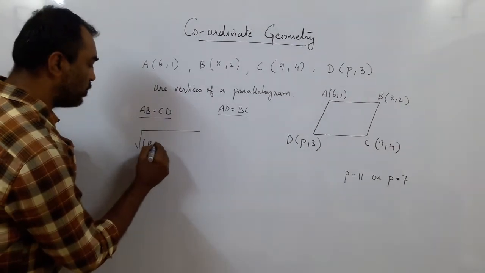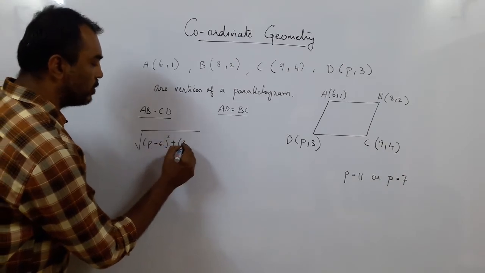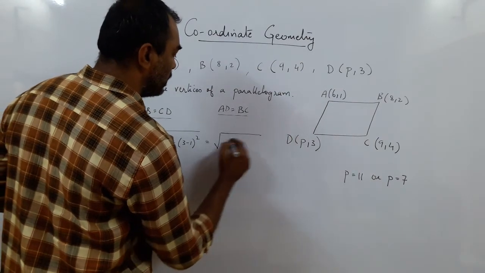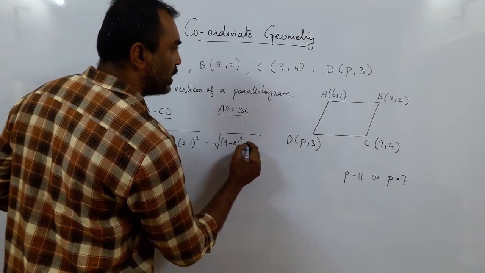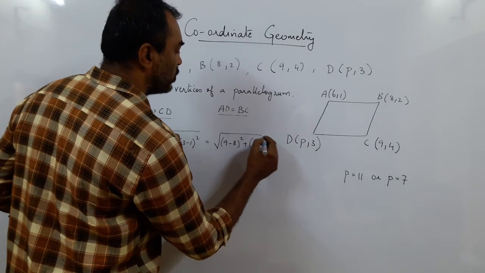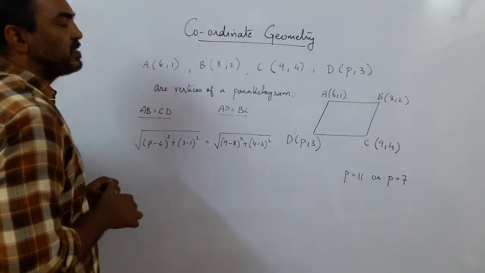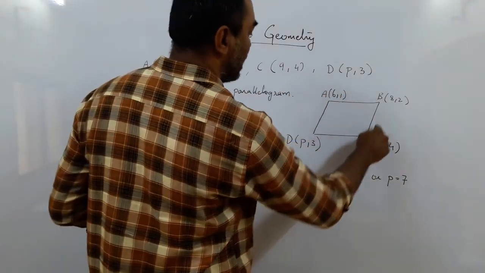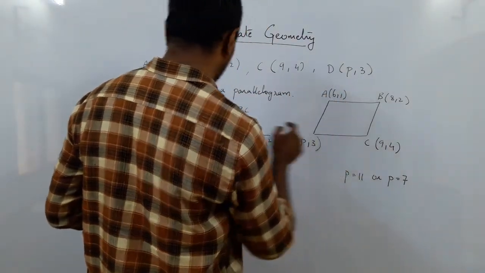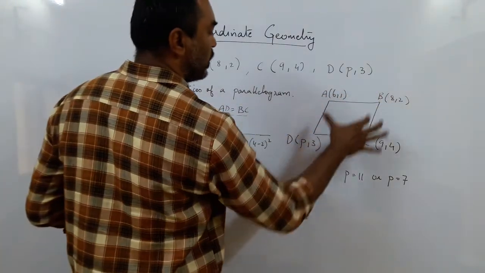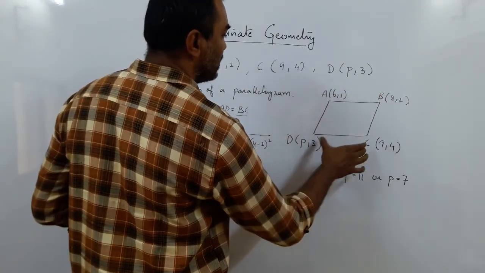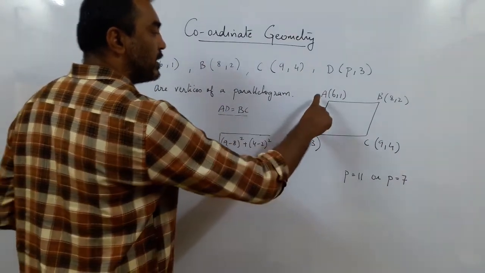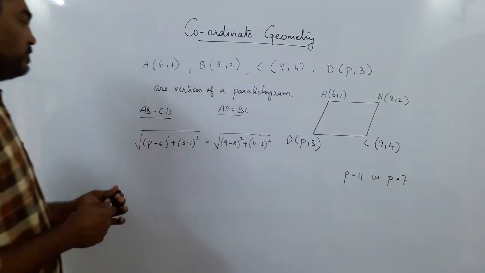This will become under root P minus 6 the whole square plus 3 minus 1 the whole square equal to under root 9 minus 8 the whole square plus 4 minus 2 the whole square. So you have to see the mistake I made, and you should not repeat that mistake. ABCD is a parallelogram means it should be in a cyclic order, so you have to write ABCD. The first condition was AB equal to CD, and if I write CD or DC it does not change. But the second condition, when I wrote AC equal to BD, it's not true. It has to be AD equal to BC.